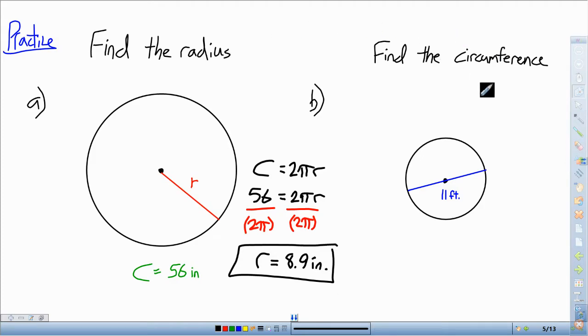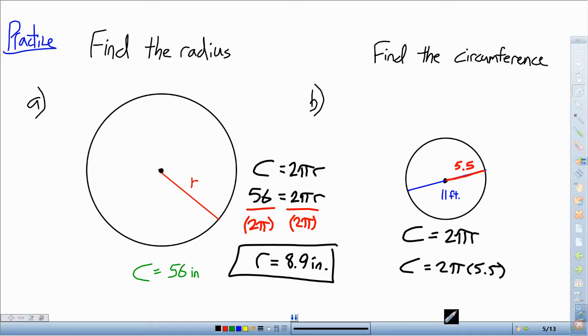Okay, letter B, asking us to find the circumference. Again, let's write out the formula real quick. Circumference equals 2 pi r. On this one, they are not giving us the radius. Careful, we don't want to plug in 11 for r, because that's the diameter. We want to plug in the radius, which is going to be half of the diameter. Half of 11 is 5.5. So that's what we got to plug in here. Circumference equals 2 pi times 5.5.